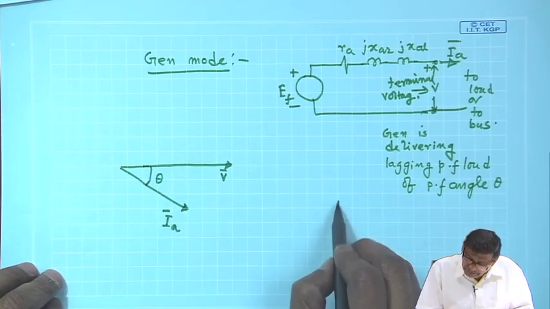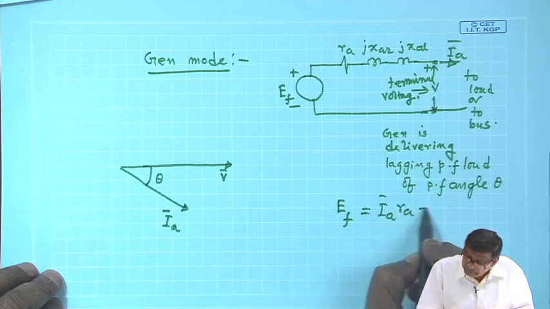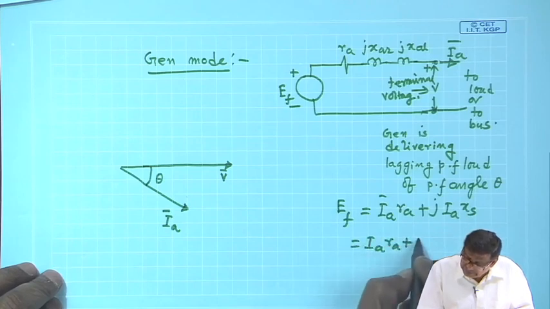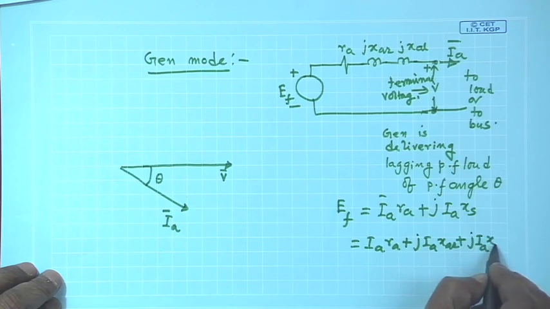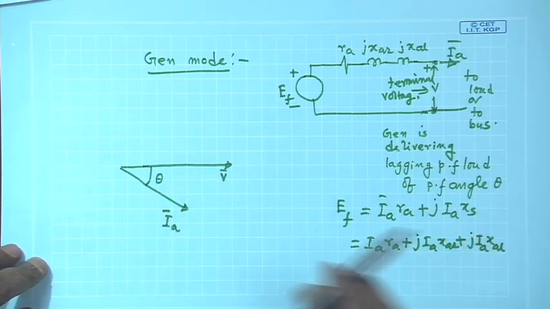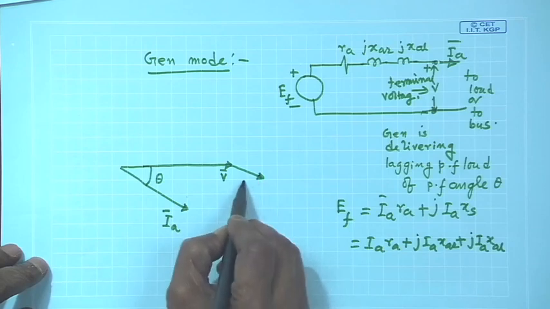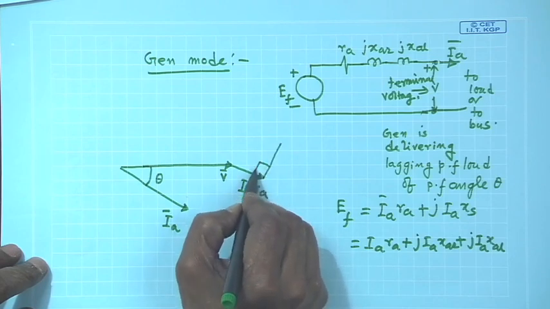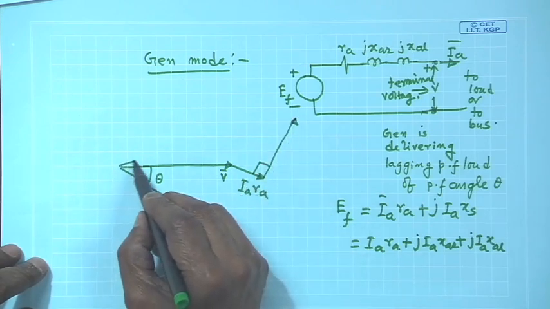Then I know Ef is Ia Ra plus j Ia Xs, which is Ia Ra plus j Ia Xar plus j Ia Xl, that is all. So, I add these voltages. So, V plus Ia Ra, I will add, this is Ia Ra, then j Ia Xs, it will be 90 degrees to this, and you will get your Ef.